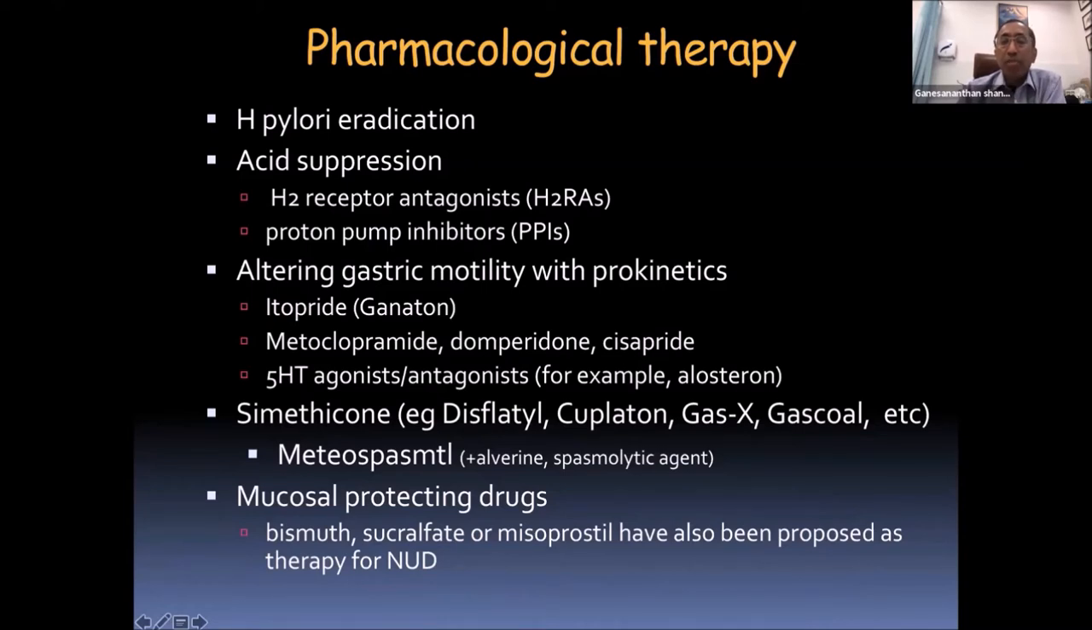Cisapride is not available. This was my favorite drug in the past. Very good drug. Pulled out because of a slight increase in the QT prolongation and sudden death. Simethicone is useful for those who have wind-related symptoms or meteorism.